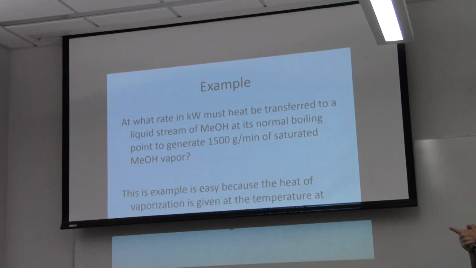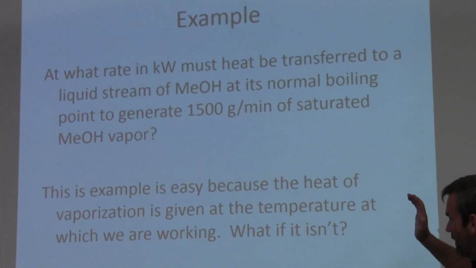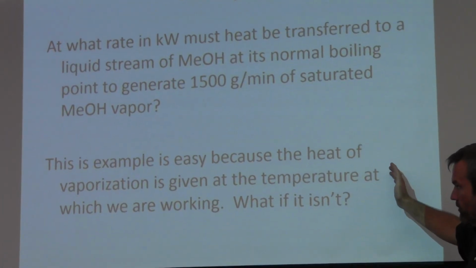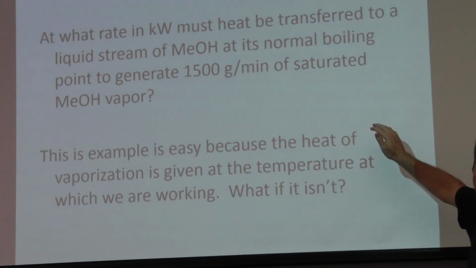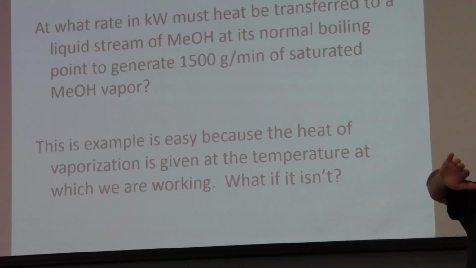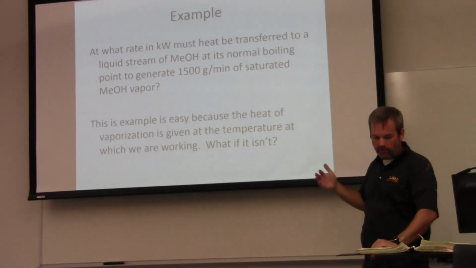All right, one thing that made that example so easy was the fact that the heat of vaporization was given to us at the normal boiling point, and our actual system was at the normal boiling point. What if we're not at the normal boiling point? How does that affect our calculation?